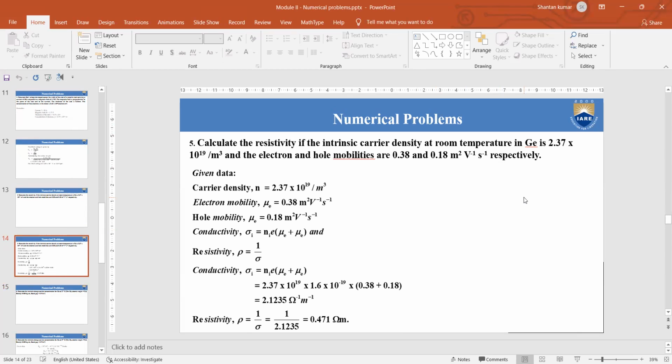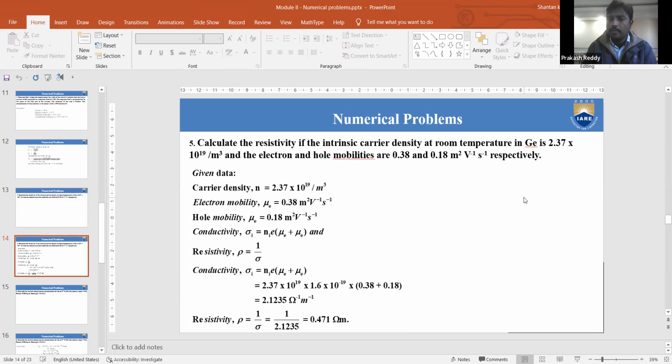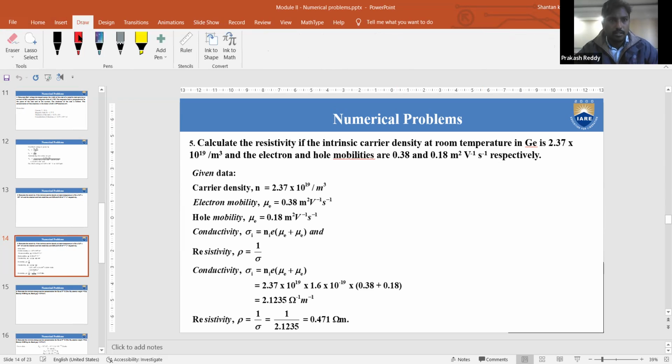Yes, sir. Resistivity: first we find the conductivity using the formula n into e into mu. Here the intrinsic carrier concentration is given, so we take into consideration the mobility of electron as well as the mobility of hole. Here mu e and mu p are given. So the conductivity is n e into (mu e plus mu p). Using this formula, first find out the conductivity. After that, using the formula resistivity equals 1 by conductivity, find out the resistivity. That is 0.471 ohm meter.